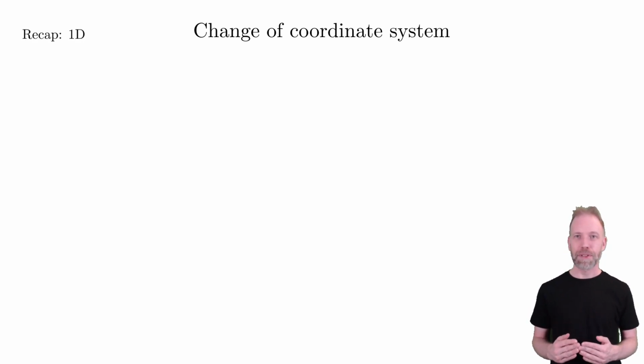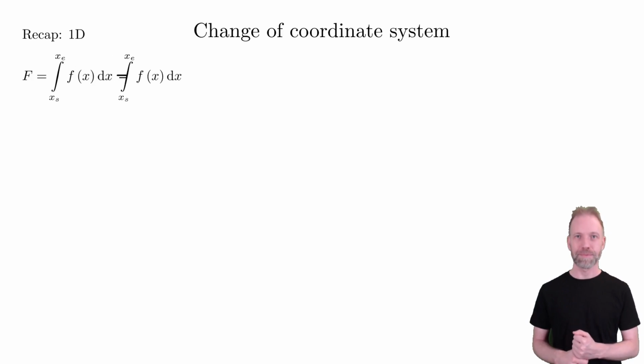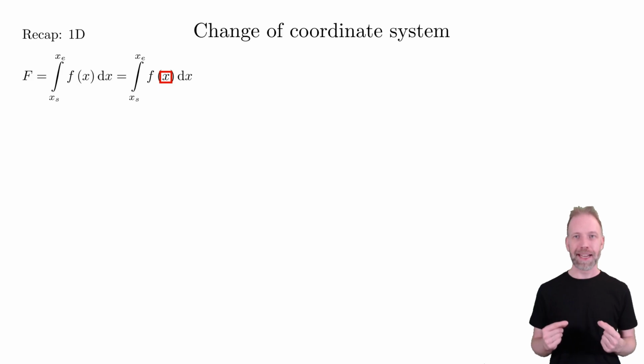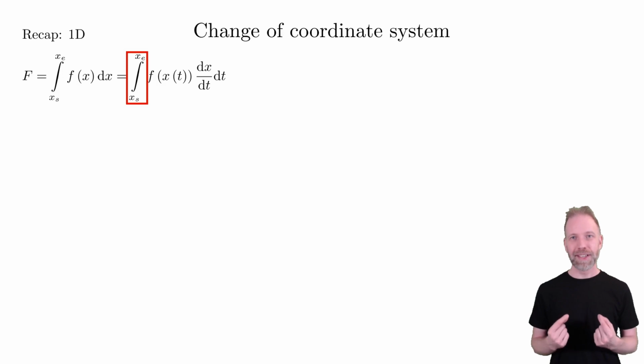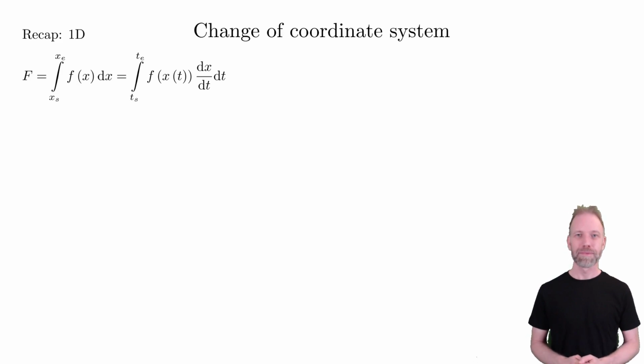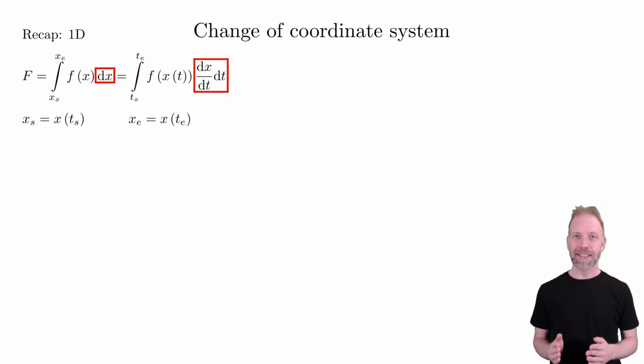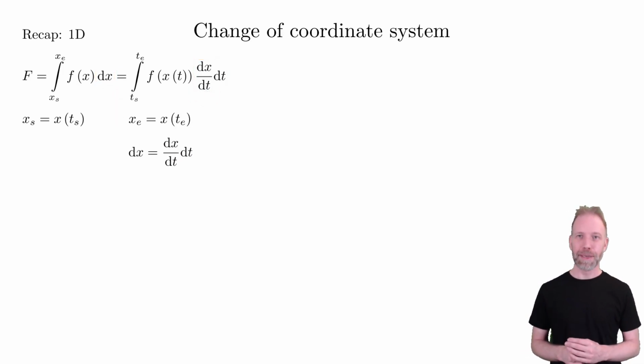Let's do a quick recap of the 1D case, but this time in the opposite direction of what we did in the one-dimensional video. Start with the integral of f of x dx from xs to xe. Now assume that x is a function of t. We can also multiply and divide by dt. And finally, if we integrate with respect to t, we need to update the start and end points to start time and end time. Here, xs is x of ts and xe is x of te. This part is the scaling factor for doing substitutions. Or a small step in the x direction dx is given by dx/dt times a small step in t called dt.